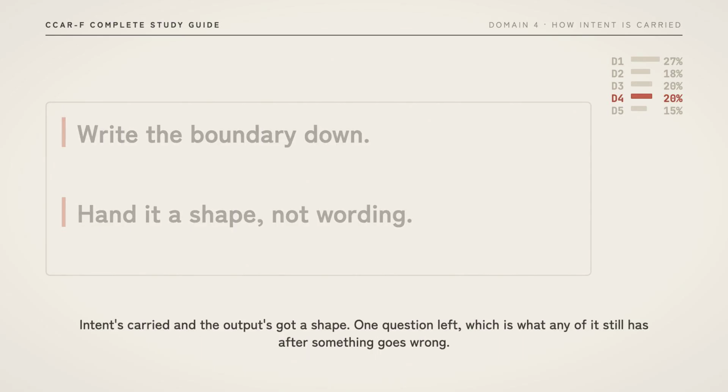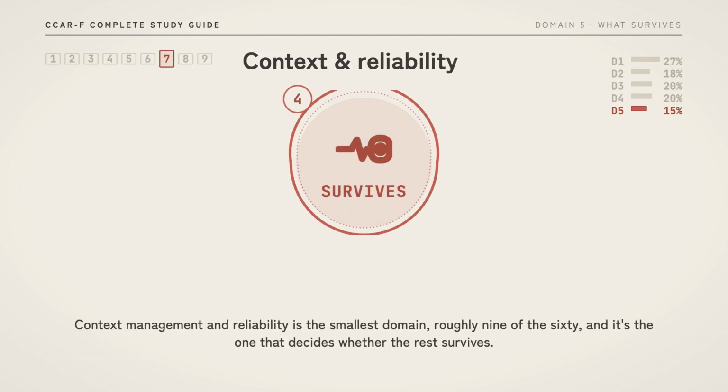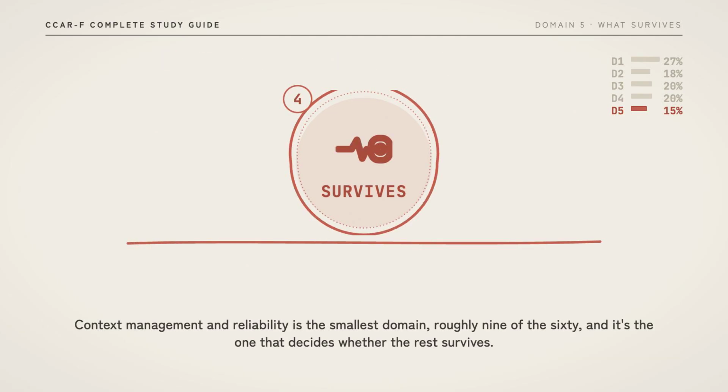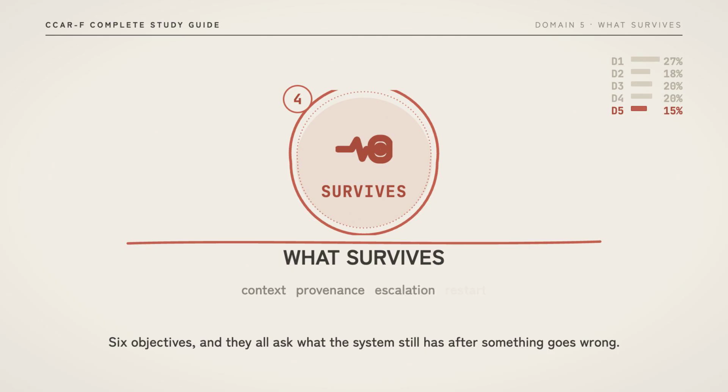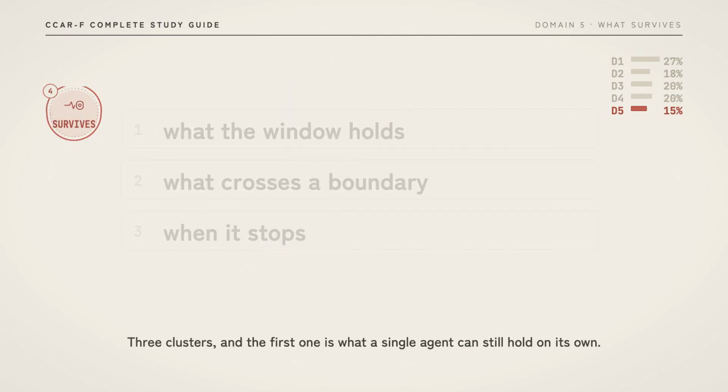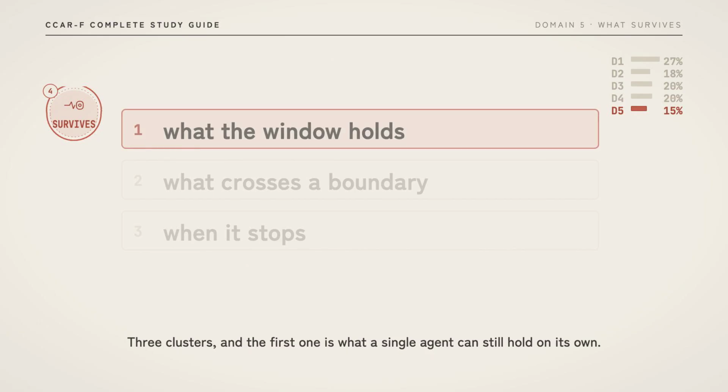One question left, which is what any of it still has after something goes wrong. Context management and reliability is the smallest domain, roughly 9 of the 60, and it's the one that decides whether the rest survives. The architect question here is the last of the 4. What survives? 6 objectives, and they all ask what the system still has after something goes wrong. 3 clusters, and the first one is what a single agent can still hold on its own.